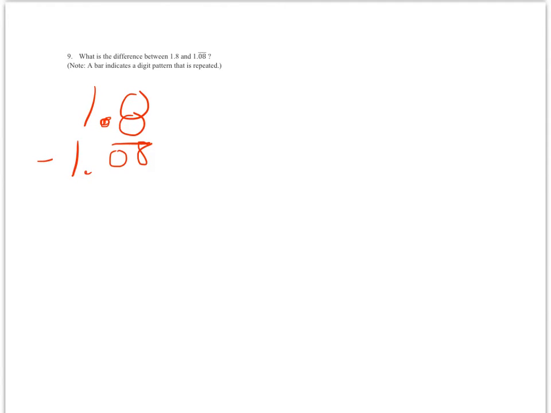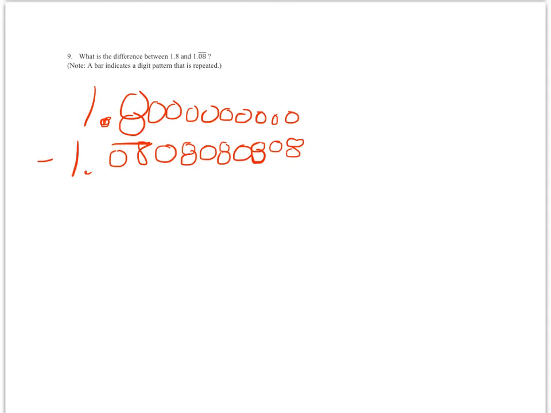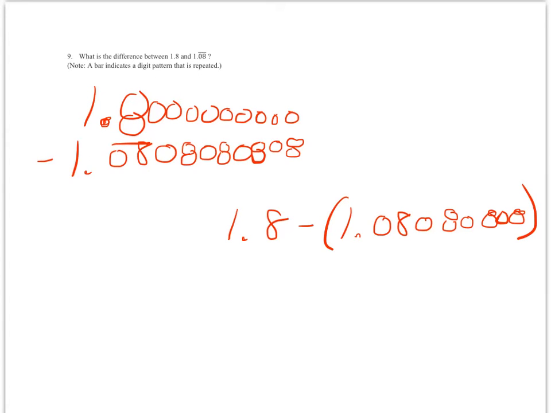Since it says 08 repeating, it means this is 08 repeating forever. Obviously, you don't want to do this subtraction. You can use your calculator. So here's what I would type into your calculator, something crazy like this. I would type in 1.8 minus 1.08080808, a bunch of 08s.